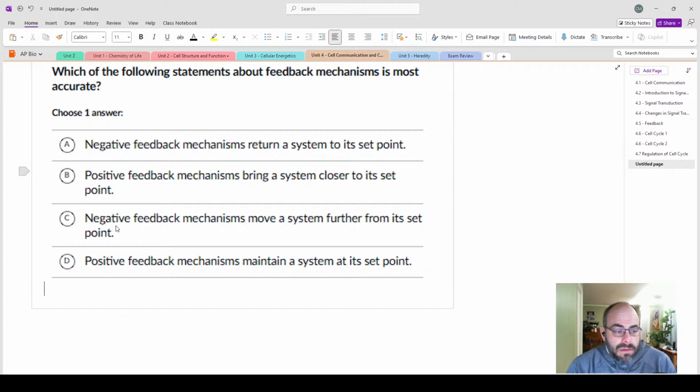I like A, but because it says most accurate, even though everything in me wants to just select A and hear that celebration music, I'm gonna go ahead and read the rest of these and explain why they're not true. Positive feedback mechanisms bring a system closer to its set point. No, that's not it. Negative feedback mechanisms move a system further. No. Positive feedback mechanisms maintain a system at its set point. They don't. They amplify something, right? And so A is the correct answer.